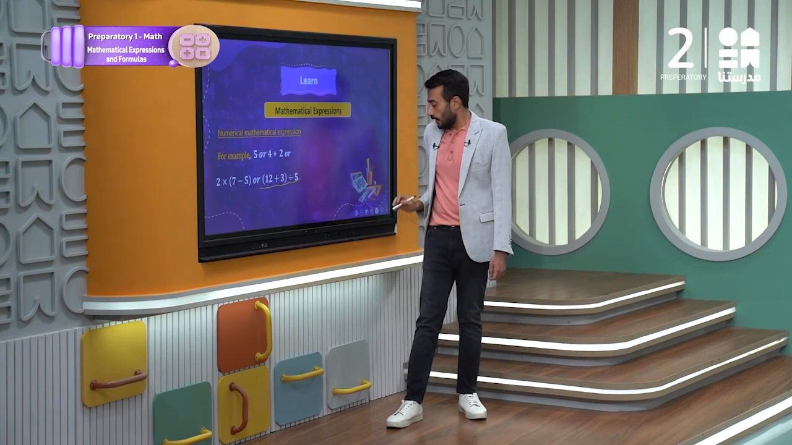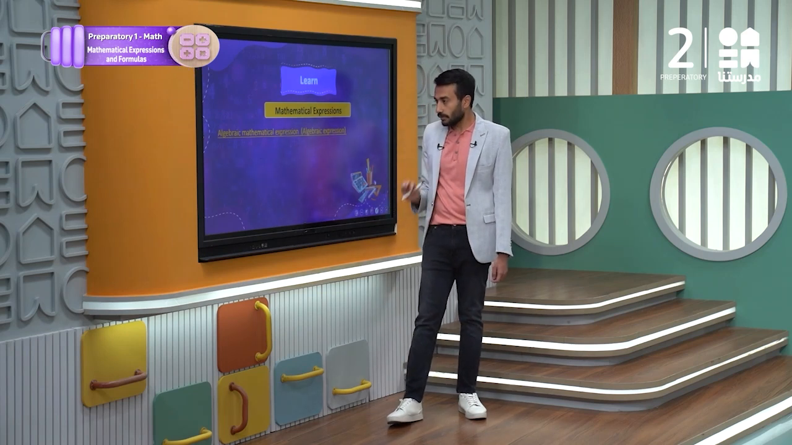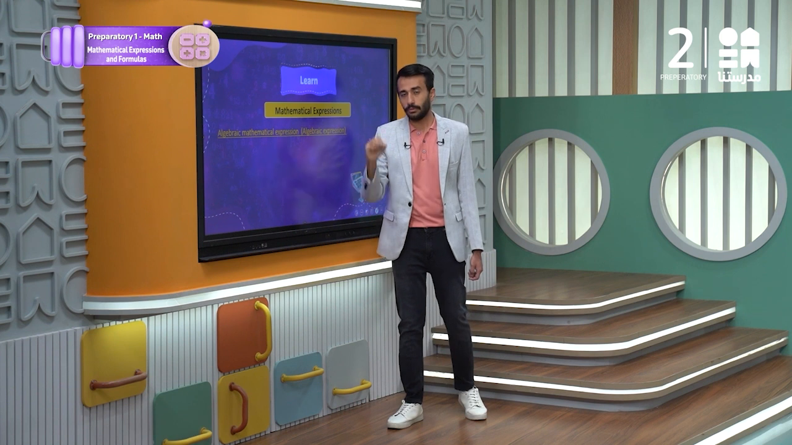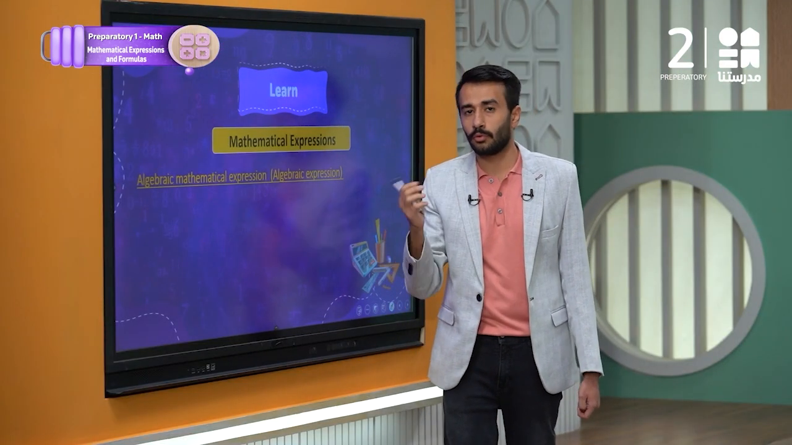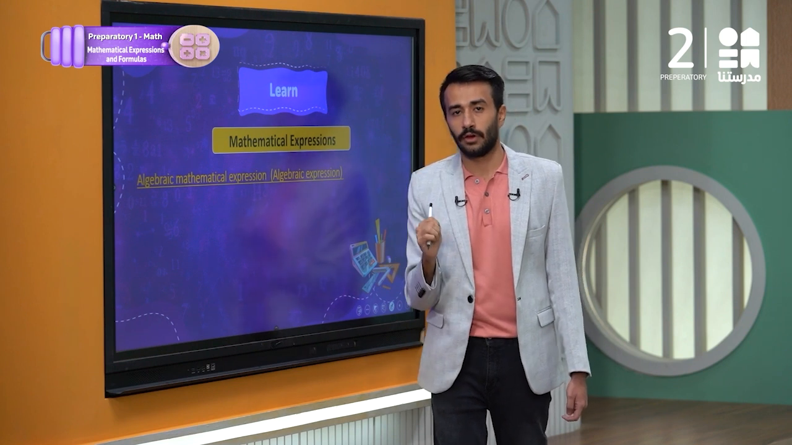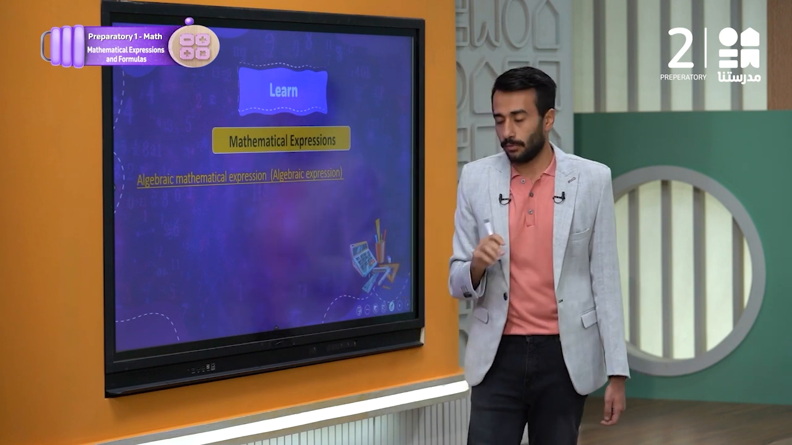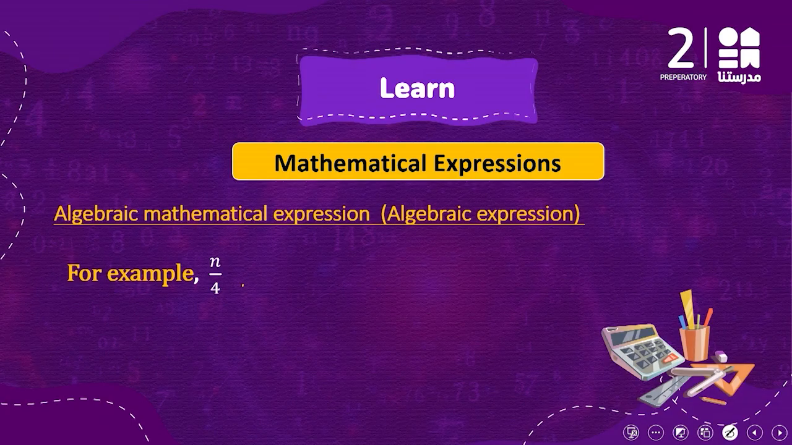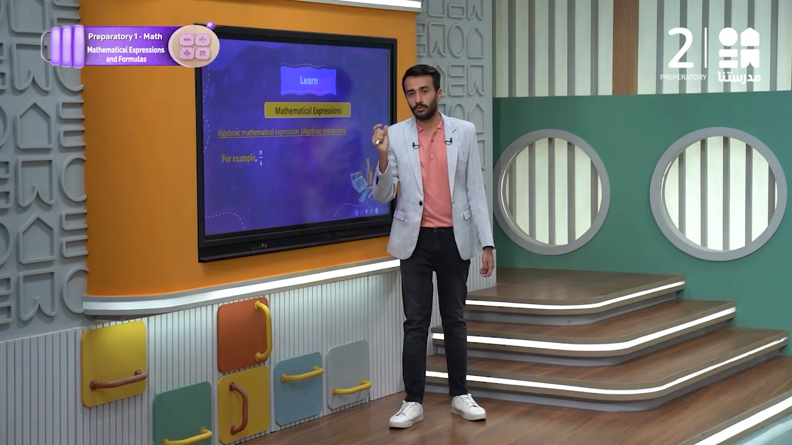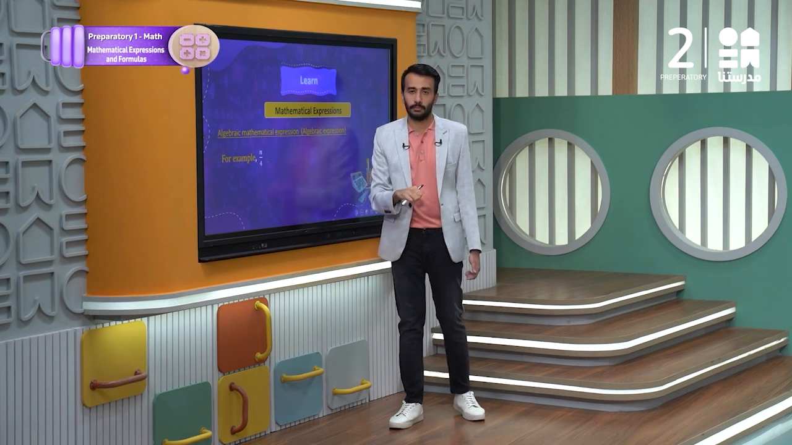When we use letters in math, this is algebra. Again, when we use letters in math, like X and Y we used before, or C and F for Celsius and Fahrenheit, this is algebra. And an expression like n/4 is an algebraic expression. So whenever you use an unknown or a letter, this is an expression and it's called an algebraic expression.